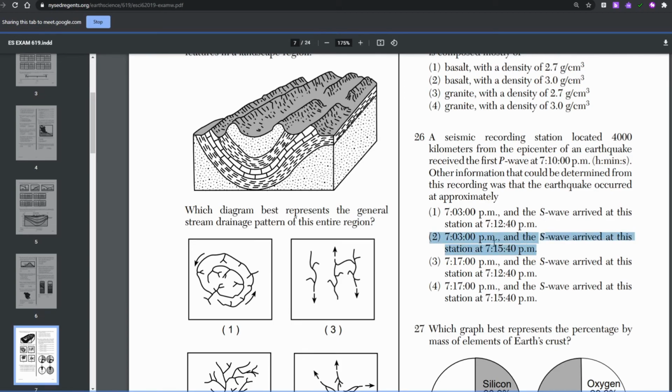Yeah, this was a tricky one. They want you to pick that, but the answer was 2. And I hope you see why, because it takes an additional 12 minutes and 40 seconds for it to get there, but the earthquake didn't leave the epicenter until 7:03. 7:03 plus 12:40 gives us 7:15:40.